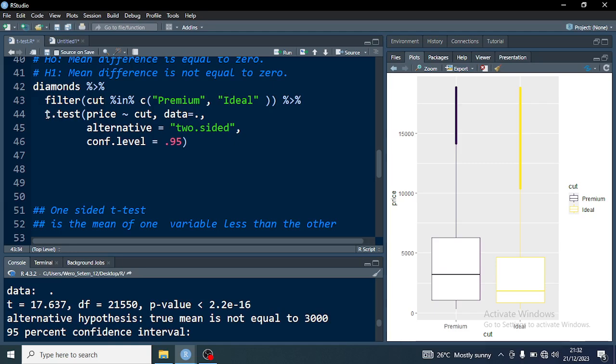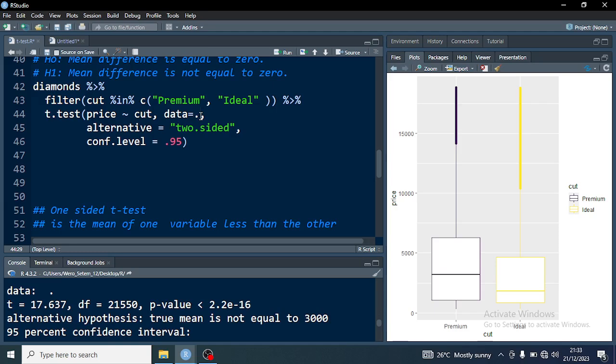Then I'm using the t.test command. I'm saying price as a function of cut. So price should be modeled as a function of cut. Then I'm saying data is equals to dot. So this operator here is called tilde. So it's price as a function of cut. Then data is equals to dot.